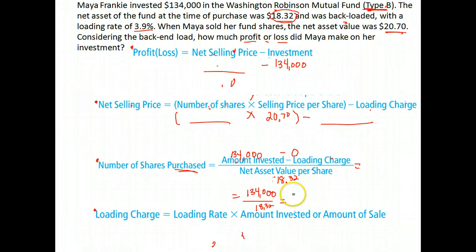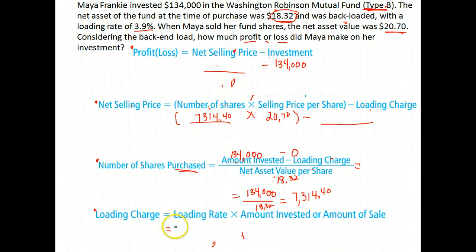Okay, when I do that, I get about 7,314.40. So there's my number of shares purchased. I'm going to go back up here and fill that in my formula up here. And that's the only place it goes for now. Now let's find our loading charge.